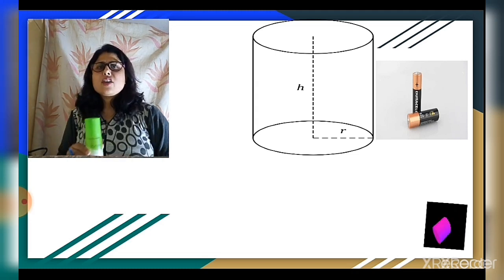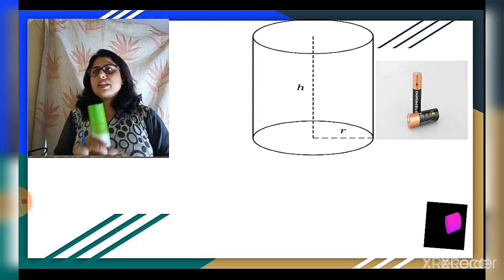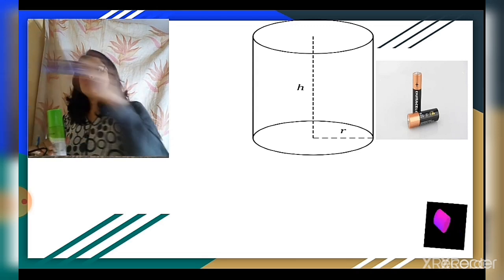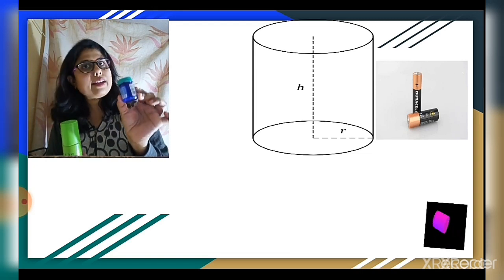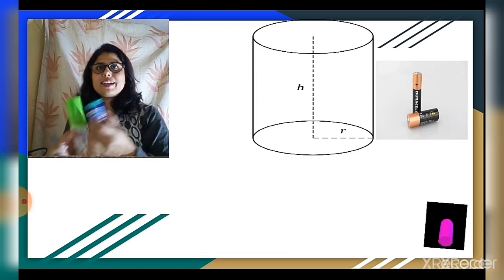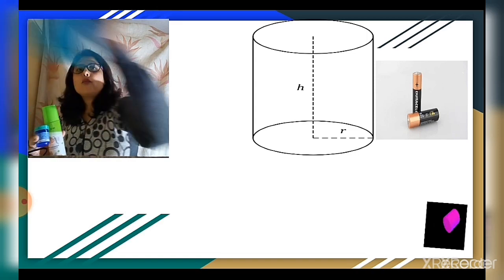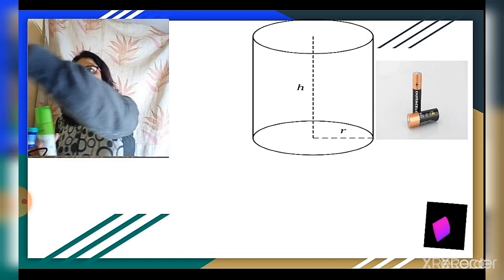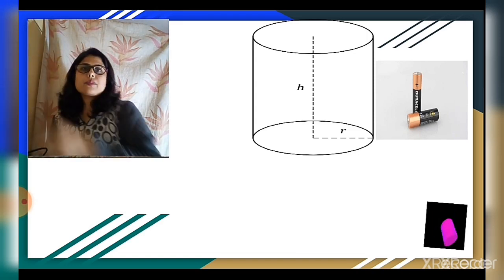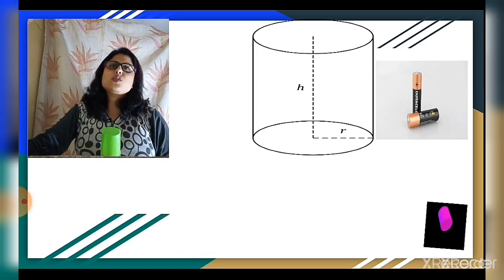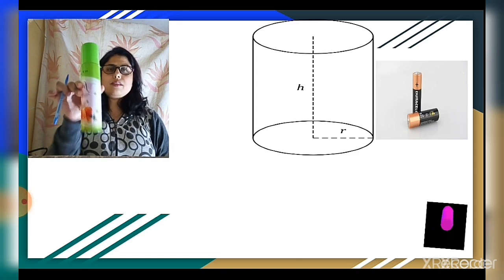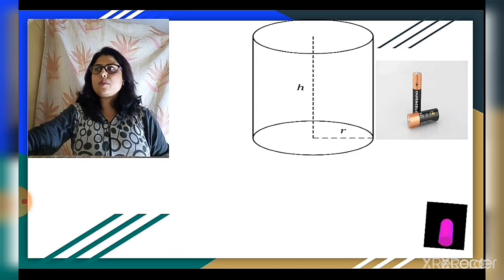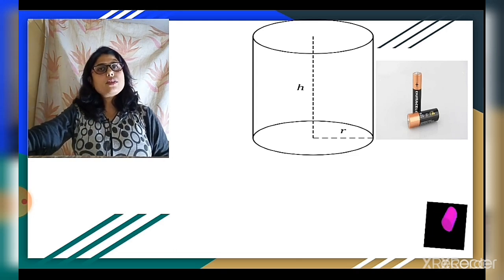We find many examples of cylinders, even I keep one with me. This shape is also a cylinder. A Vicks bottle, right? Many bottles, even a water bottle, is also a cylinder shape. So we get so many things as real life examples. That was about the cylinder shape.